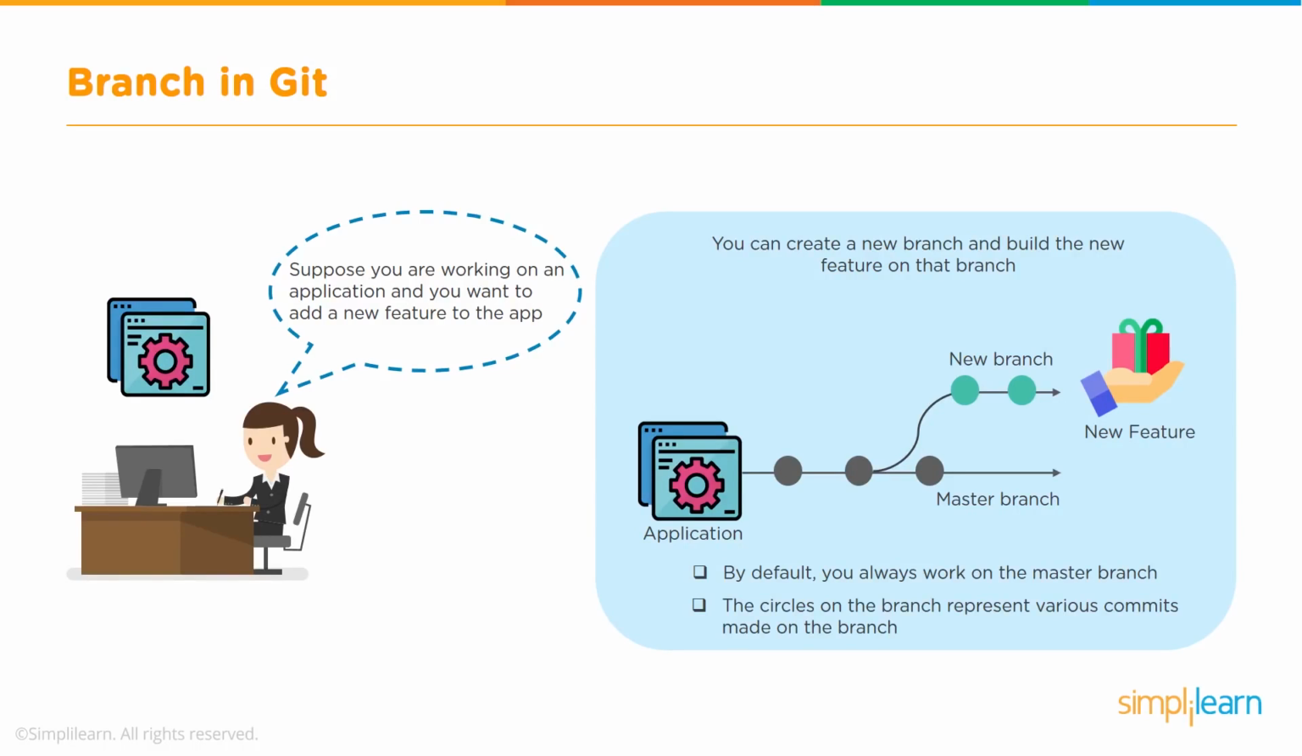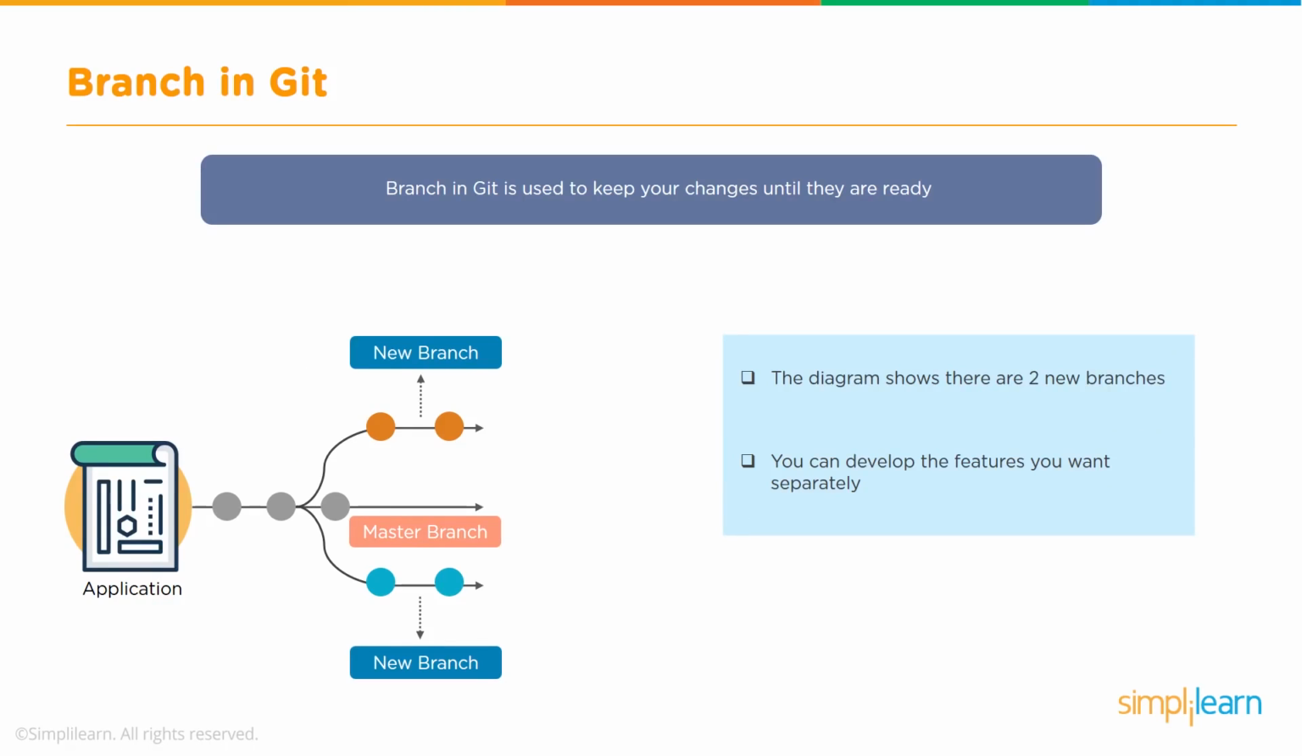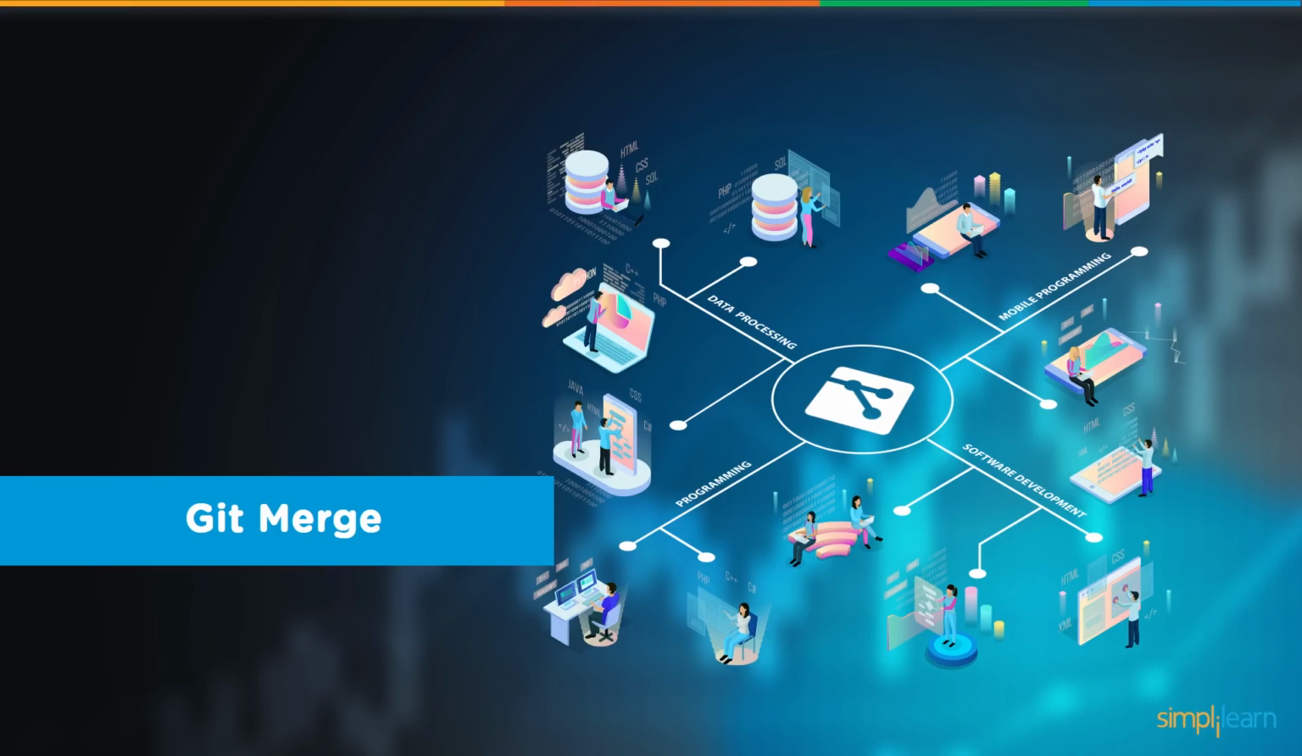The circles that we have here on the screen show various different commits that have been made so that we can keep track of the master branch and then the branches that have come off which have the new features. And there can be many branches in Git. So Git keeps the new features you're working on in separate branches until you're ready to merge them back in with the main branch. So let's talk a little bit about that merge process.